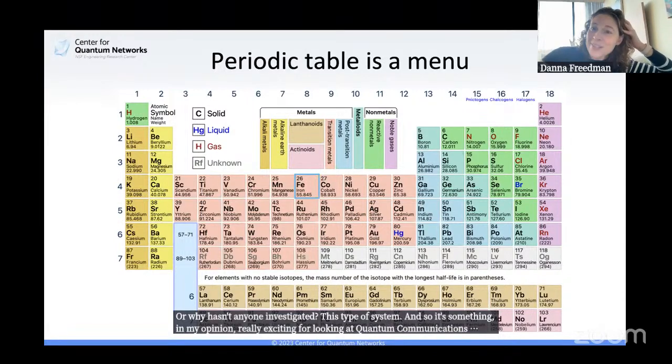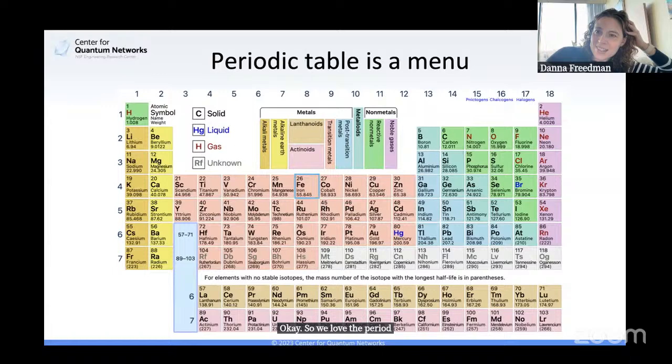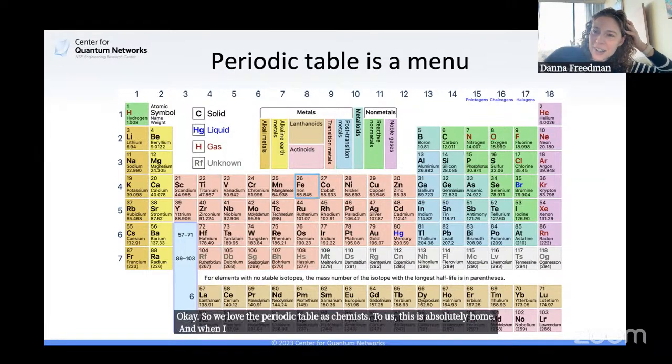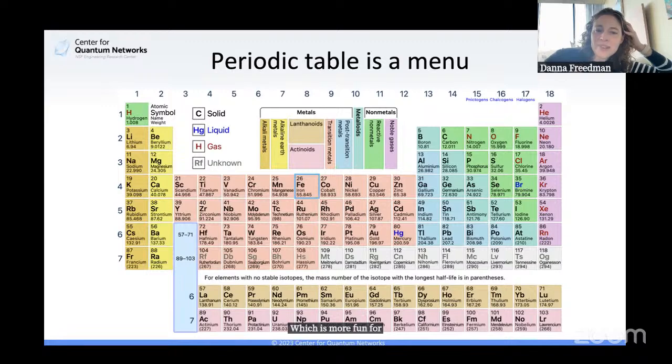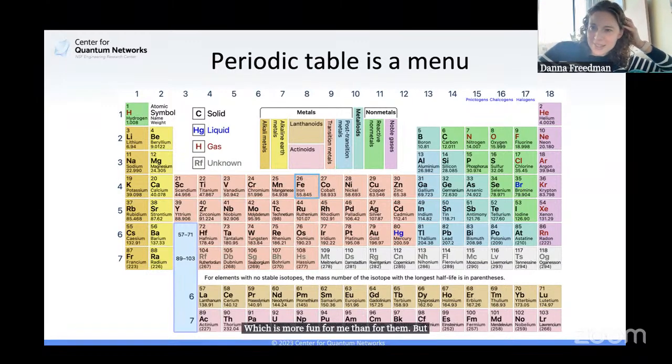Okay, so we love the periodic table as chemists. To us, this is absolutely home. And when I teach here at MIT, all of the students that I teach are required to memorize the periodic table, which is more fun for me than for them. But this is our home. In this class, you will not be required to memorize the periodic table.